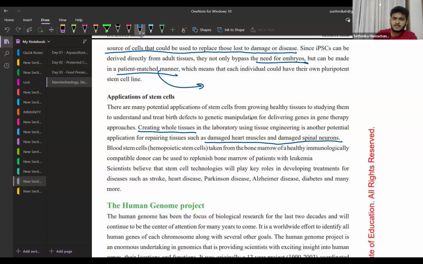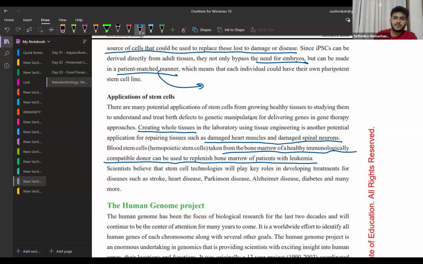Then blood stem cells, hemopoietic stem cells taken from the bone marrow of a healthy, immunologically compatible donor, can be used to replenish the bone marrow of patients with leukemia. So in leukemia patients, the bone marrow is replaced by using these hemopoietic stem cells of mine.